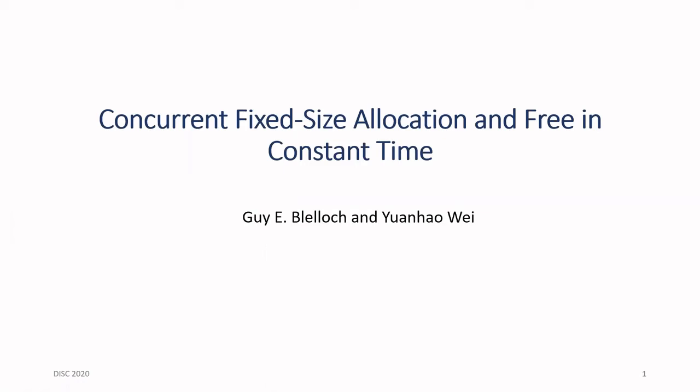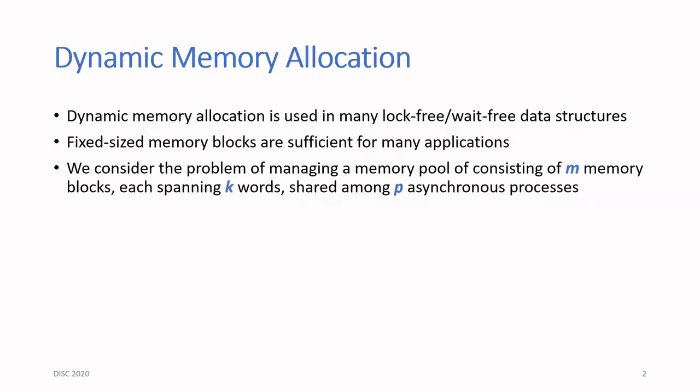Hello, everyone. Today, we'll be talking about how to allocate and free fixed-size memory blocks in a concurrent setting with asynchronous processes. Memory allocation is a fundamental problem that's used by many lock-free and wait-free data structures. Although some data structures require variable-sized memory blocks, many are built on fixed-size blocks, including linked lists and trees. In our paper, we focus on the fixed-size memory allocation problem.